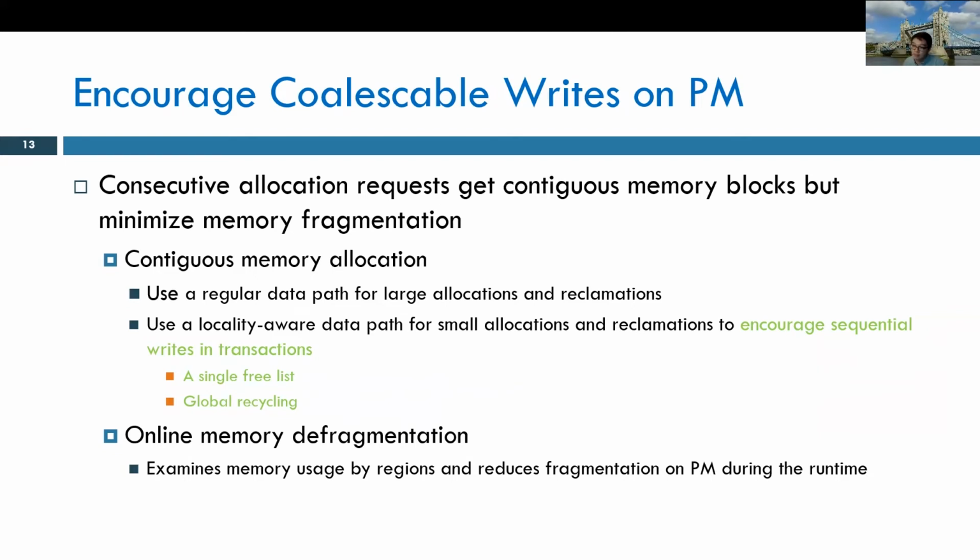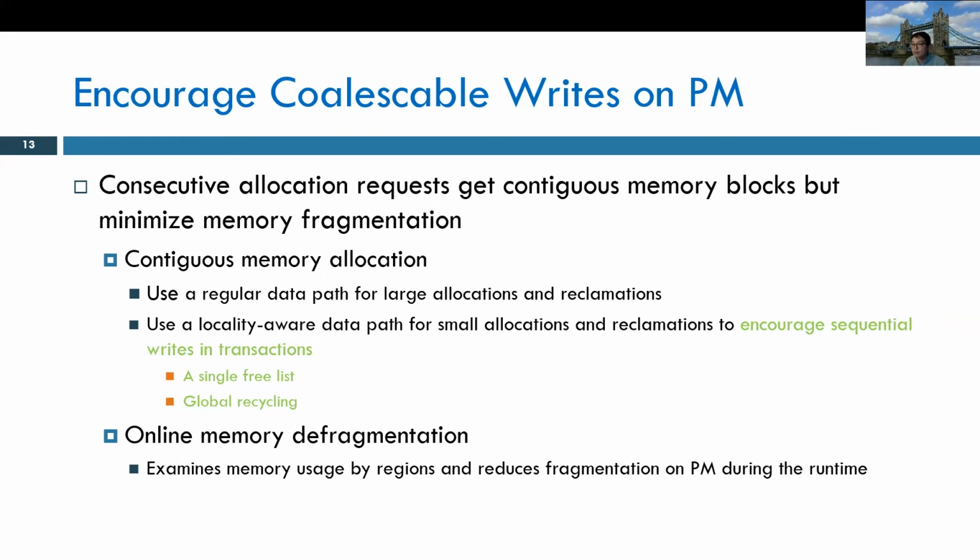In ArchTM, there are two data paths for persistent object allocation and deallocation. A regular data path for large object allocation and deallocation, and this data path is similar to the existing allocators. And ArchTM also has a locality-aware data path for small object allocation and deallocation, and its optimization is based on a design of a single free list and a global recycling procedure.